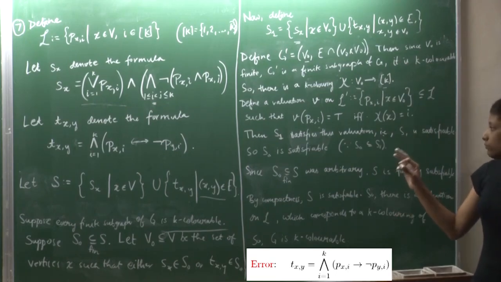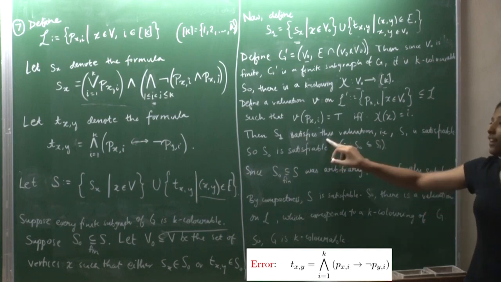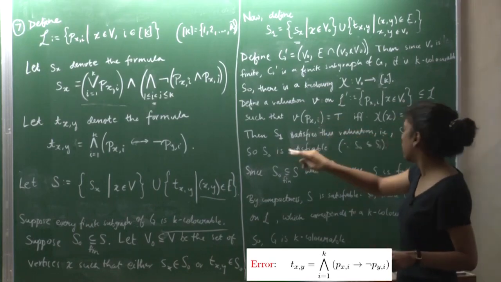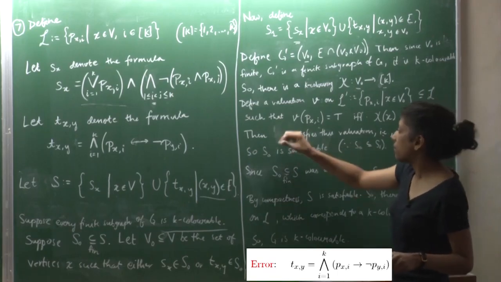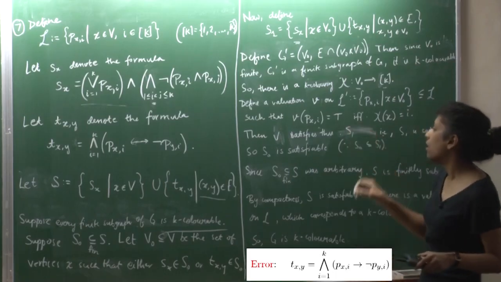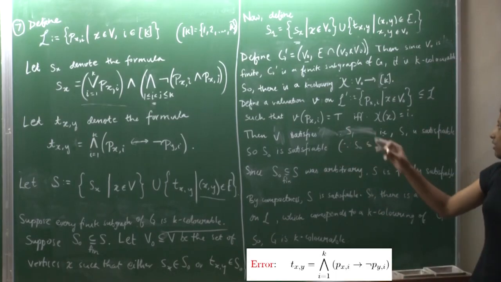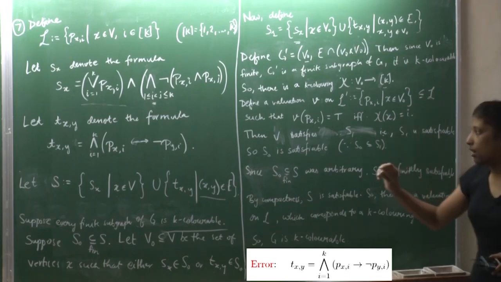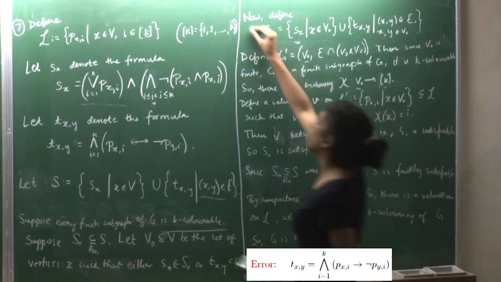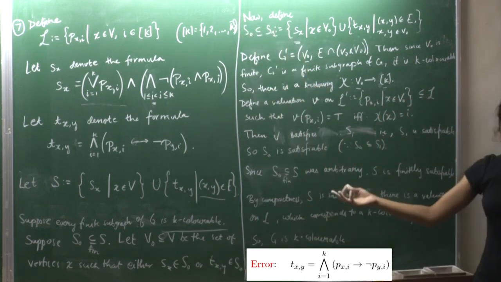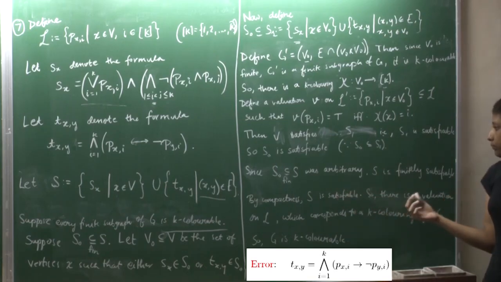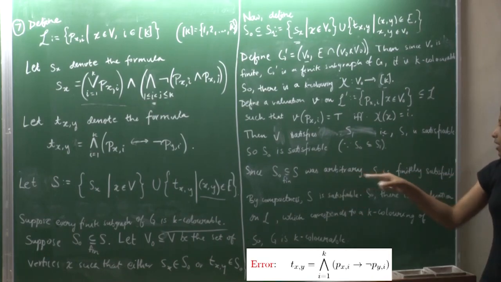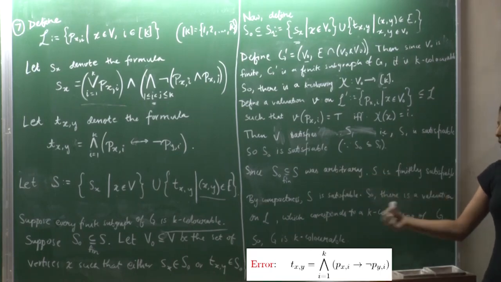And then you should check this, that the valuation V satisfies S1. Okay, you can check that it satisfies the formulas. That means that S1 is satisfiable. And since S0 is a subset of S1, S0 will also be satisfiable. And since S0 was an arbitrary finite subset of your formulas, you can conclude by compactness that S is going to be satisfiable.